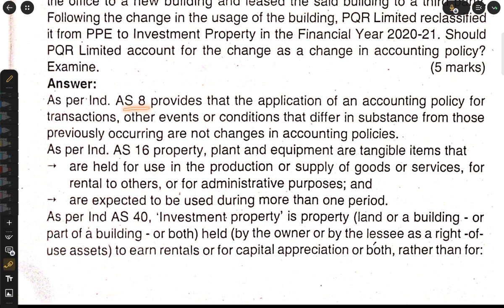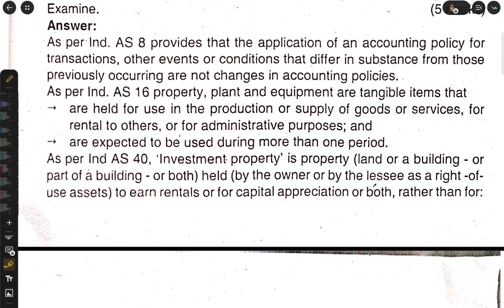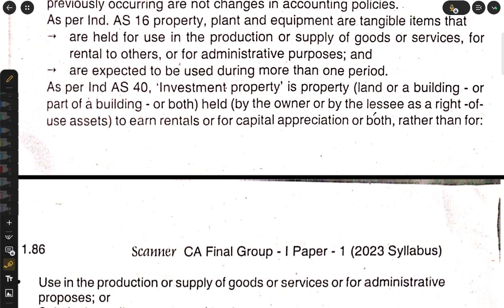As per Ind AS 8, it provides the application of accounting policy for transactions, other events and conditions that are different from previous occurrences, and for changes in accounting policy. Ind AS 16: property, plant and equipment is a tangible asset that is held for use in the production or supply of goods and services, for rental or for administrative purposes. They are expected to be used during more than one period.